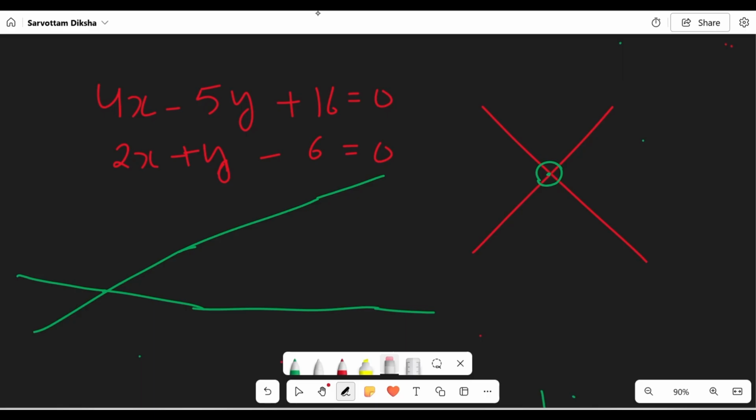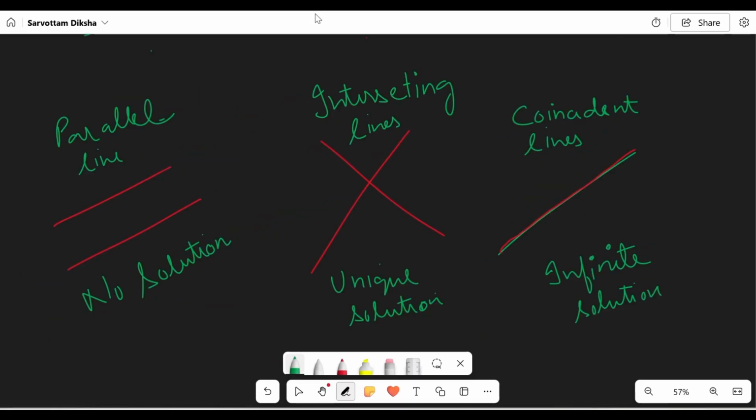Now let us discuss the various cases two straight lines can have. After drawing the lines, we have three cases. Either my two lines will be parallel. Definitely if they are parallel, it won't have any solution. The intersecting case, what I just discussed: they will intersect at only one point. One point means I will have only one solution, which is nothing but a unique solution. Coincident lines: my lines are the same. So every solution on one line is a solution of the other line also. So they have infinite solutions.